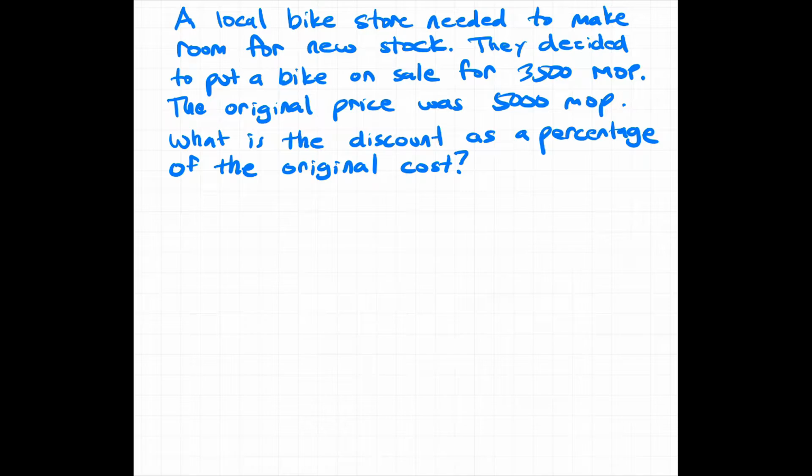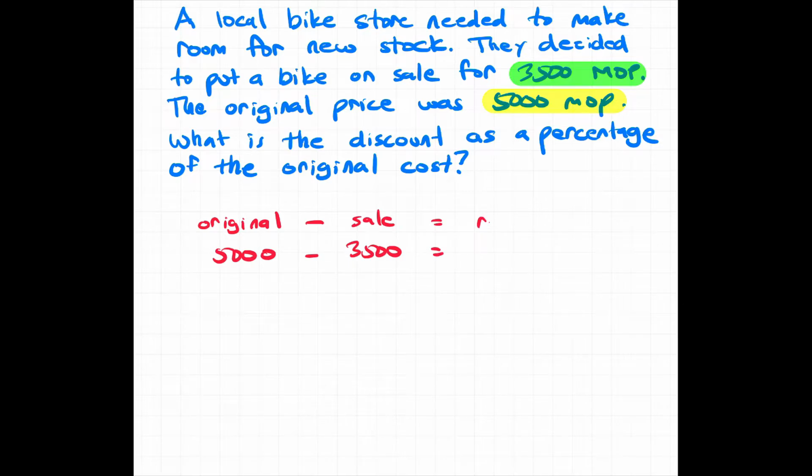Okay, so we have a local bike store, and they're going to bring in some new stock. So they're going to take a bike and put it on sale. So that means the price is going to go down. It says it had an original price of 5,000 MYP, and now it's on sale for 3,500. So the original was 5,000, and I'm going to subtract the sale price, and that is 3,500, and that is going to equal the reduction, so how much the price was reduced, and it was reduced by 1,500 MYP.